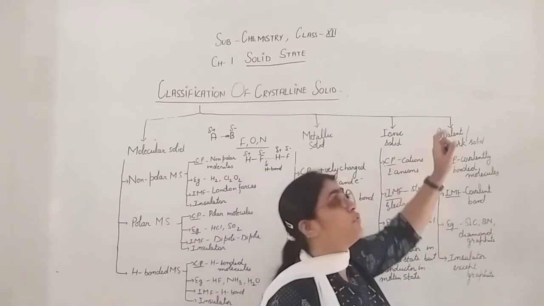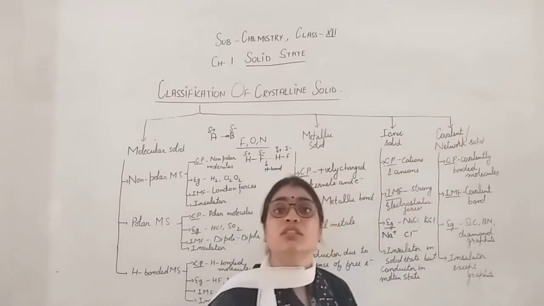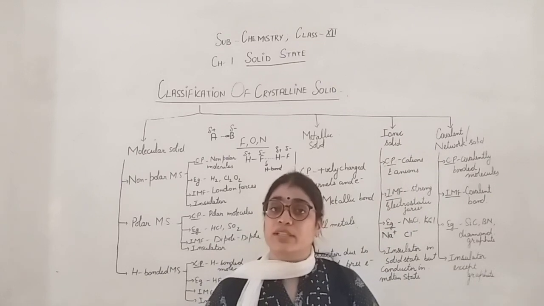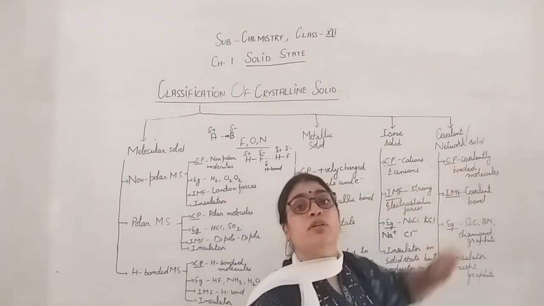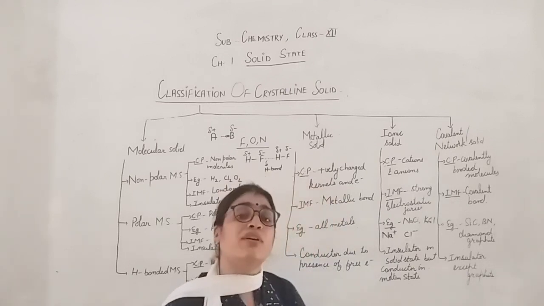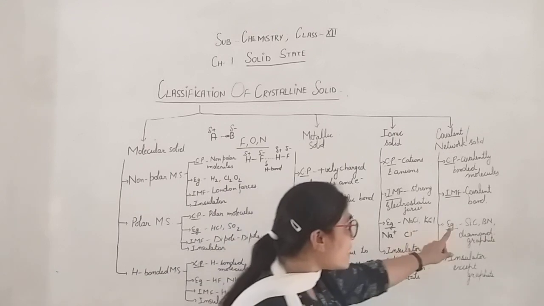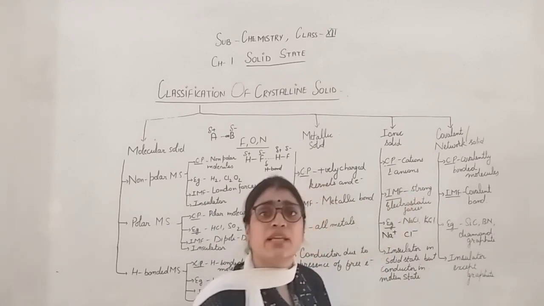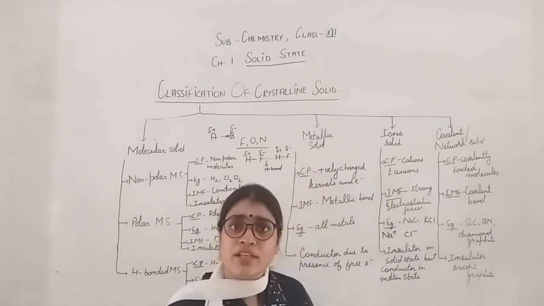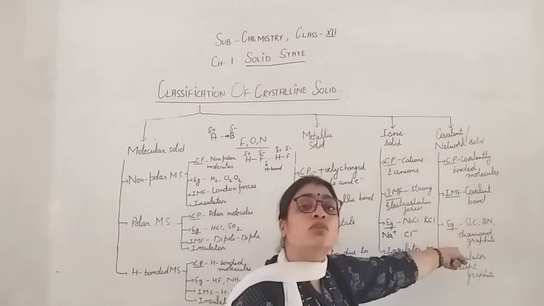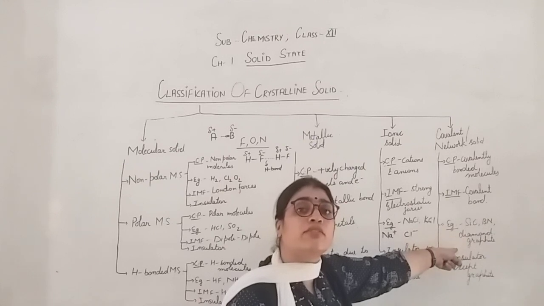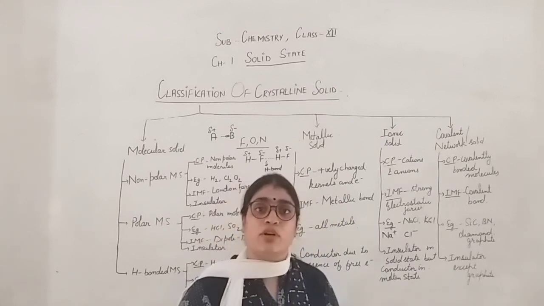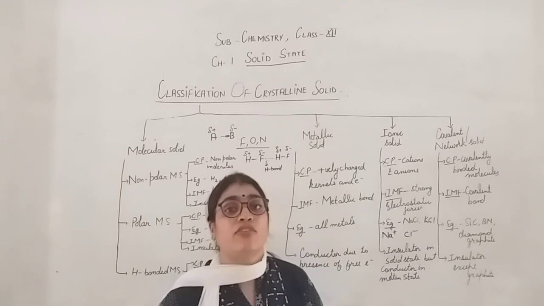Last type of solid is covalent or network solid. We know that a covalent bond is formed by sharing of electrons between two atoms. This type of bond is generally found in non-metals. So the constituent particles will be covalently bonded molecules with covalent bond as the force of attraction. Examples: silicon carbide, boron nitride, graphite, diamond, all are examples of covalent or network solid. No free ions, no free electrons, therefore all the covalent or network solids are insulators in nature except graphite. Graphite is the only covalently bonded solid which is a very good conductor of electricity.